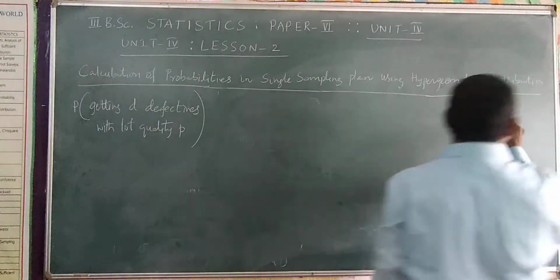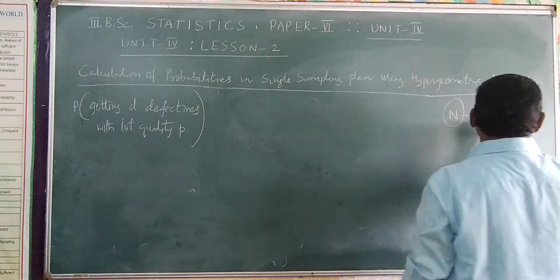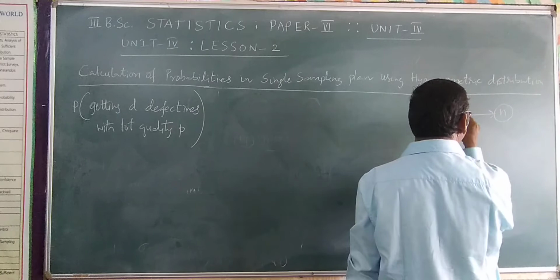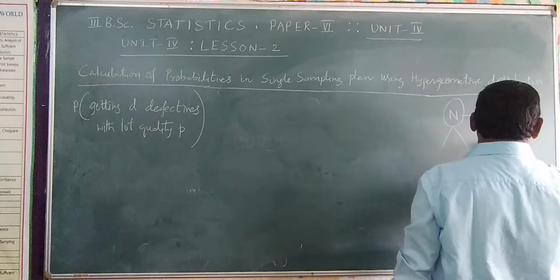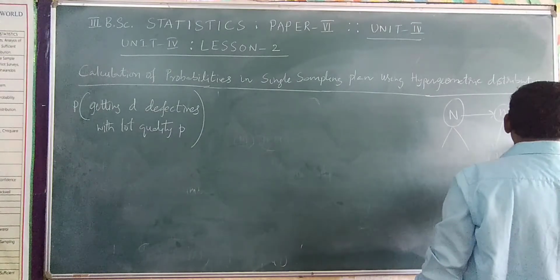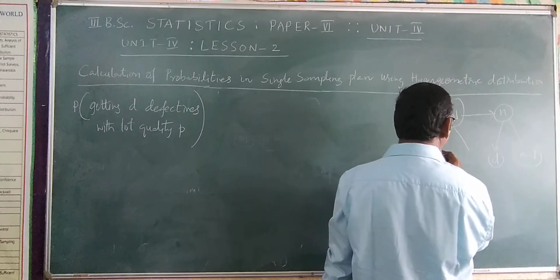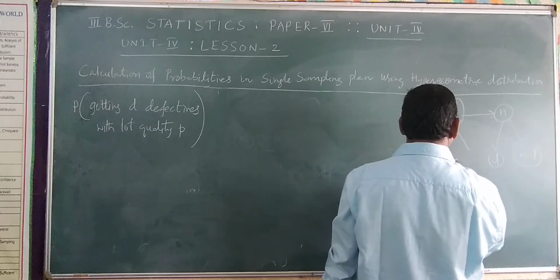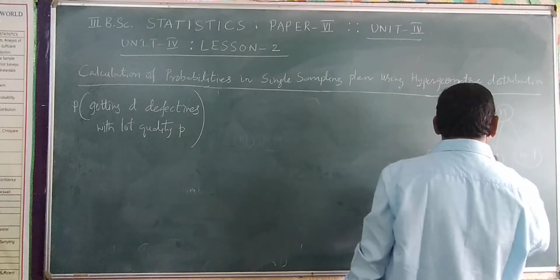So I draw the picture here. This is small n, this is capital N. From capital N you have to draw small n. The number of defectives can be observed as small d, and non-defectives are n minus d, in which capital N has Np defectives and N minus Np non-defectives.